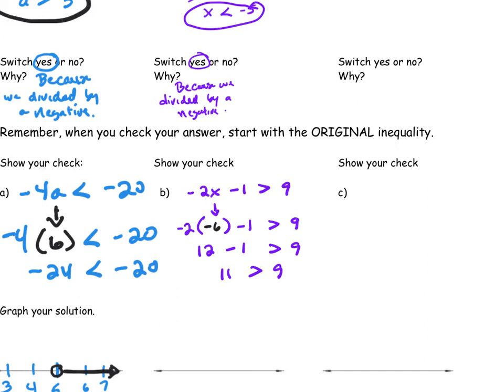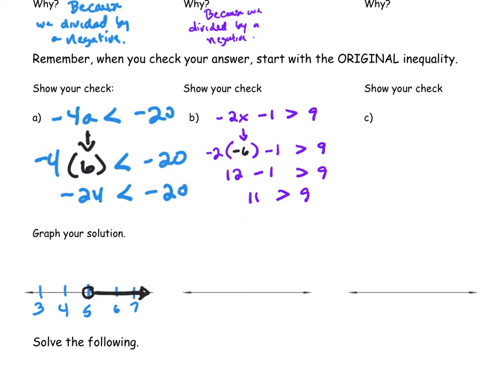So now if I want to graph, I have to graph the solution. And it even says it in the directions: graph your solution. I'm not graphing this here. I'm graphing x is less than negative 5. So I'm going to choose negative 5 in the center of my graph.